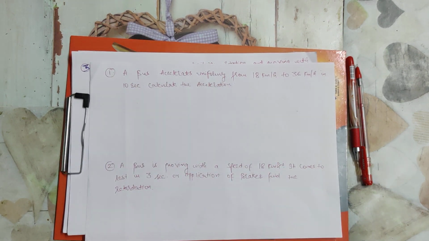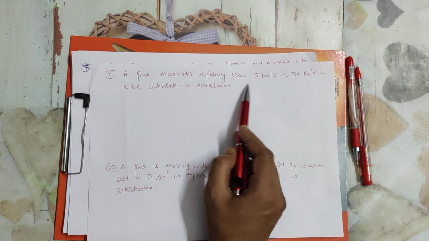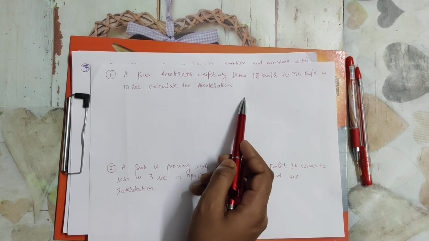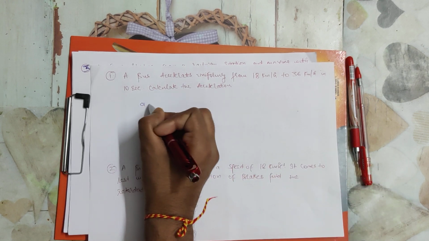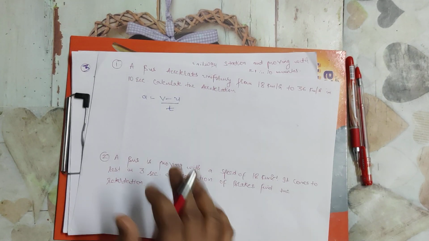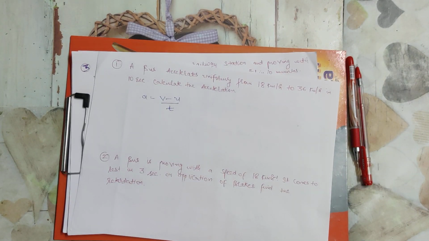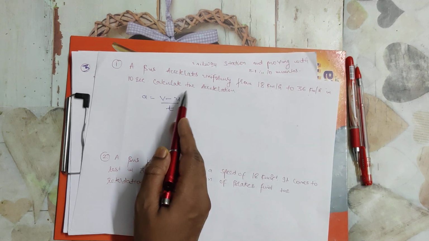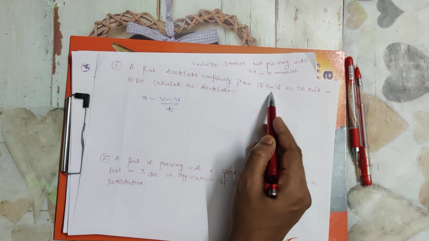Number 1: a bus accelerates uniformly from 18 km per hour to 36 km per hour in 10 seconds, and I have to calculate the acceleration. We know the formula, that is a = (v - u)/t, that is final minus initial by t. But in this question, this is kilometer per hour, this is kilometer per hour, and this is in seconds. So I have to convert these two.